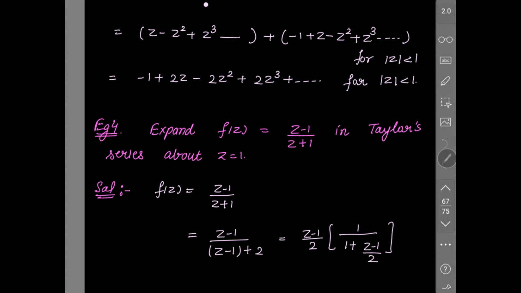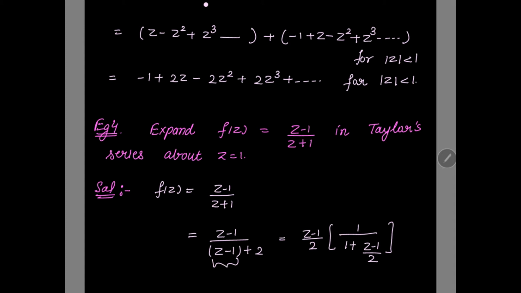Next example, expand f(z) = (z − 1)/(z + 1) in Taylor series about z = 1. So now we need the expansion in z − 1, because about z = 1 we have to find, so the expansion will be in z − 1. But we have the denominator as z + 1. So can I write z + 1 as (z − 1) + 2? Right. So I will now get the expansion in z − 1.